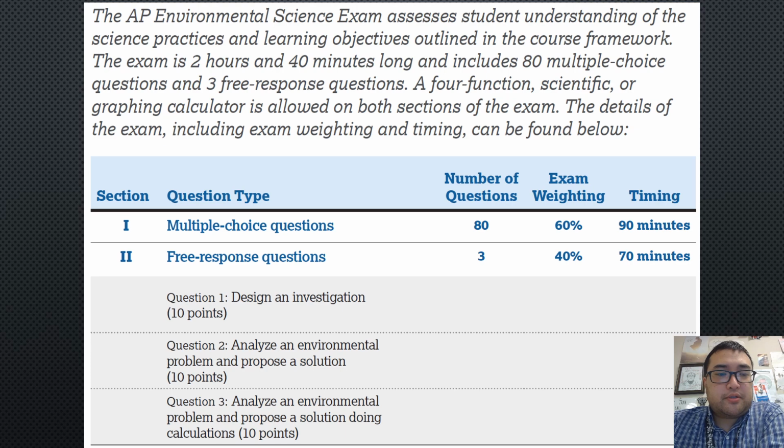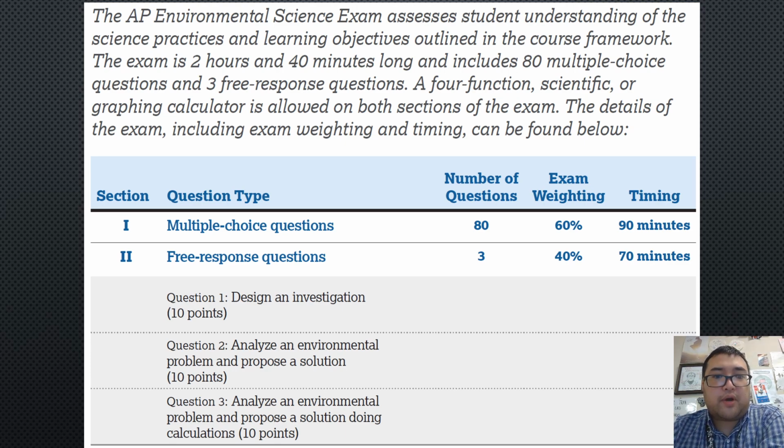For section number 2, there are 3 free response questions, and each question is the same type of question. So this is worth 40% of your exam score, and you have 70 minutes, and that goes to 1 hour and 10 minutes. So let's go over the type of free response. Question number 1 involves design and investigation. So this is sort of like your experimental design, and we're going to be going over that process, and you'll be more than comfortable by the time the exam hits.